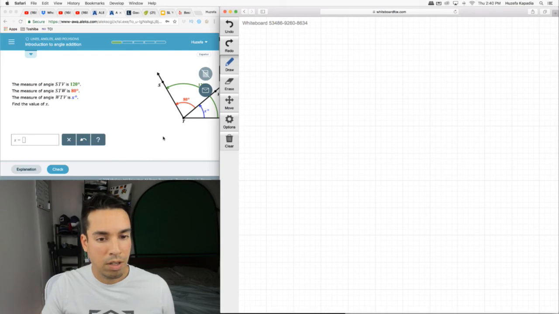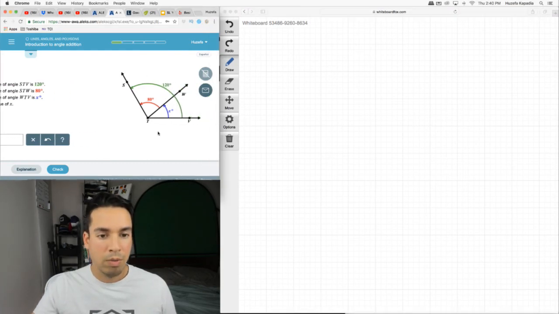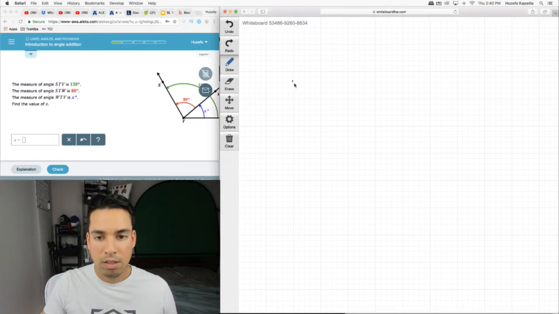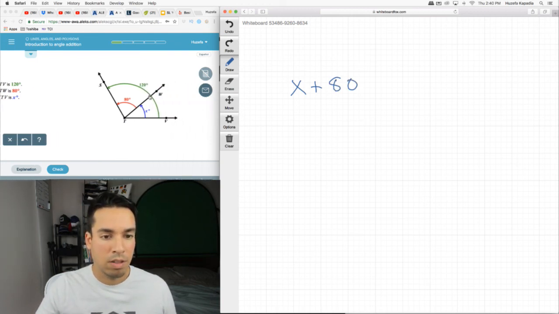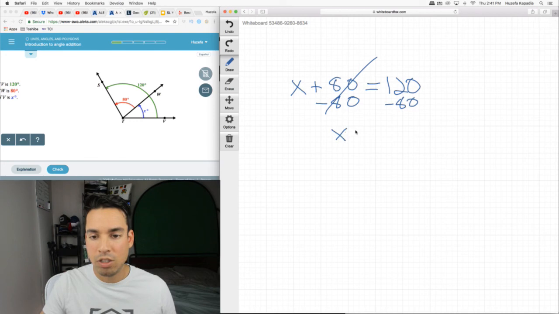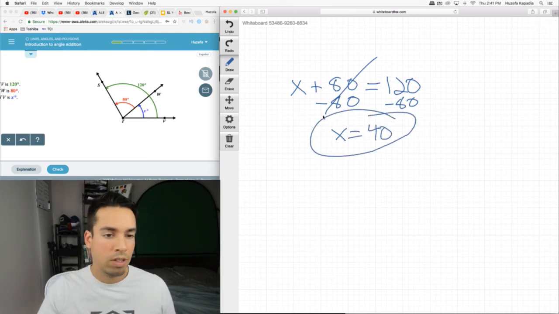All right, same deal here. We need to find the angle of X. So again, X plus 80 equals 120. So let's solve for X. We're going to subtract 80 from both sides with a good variable isolation. And X equals 120 minus 80, which is 40 degrees.